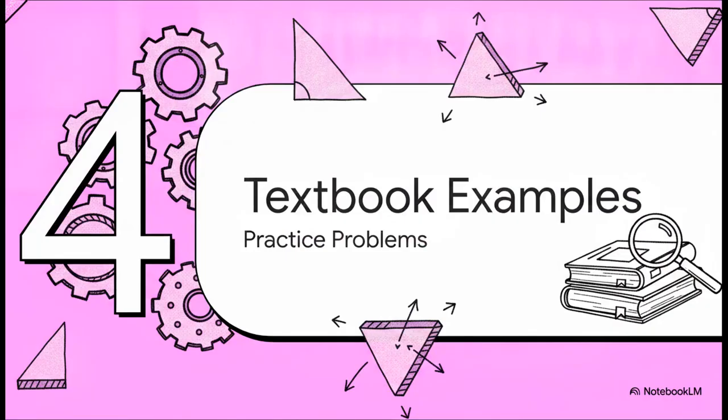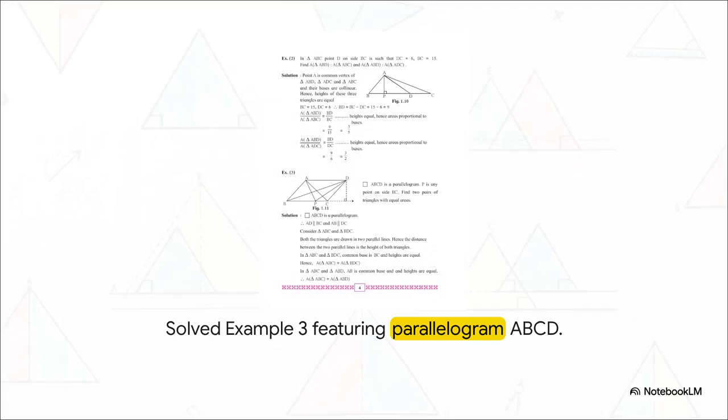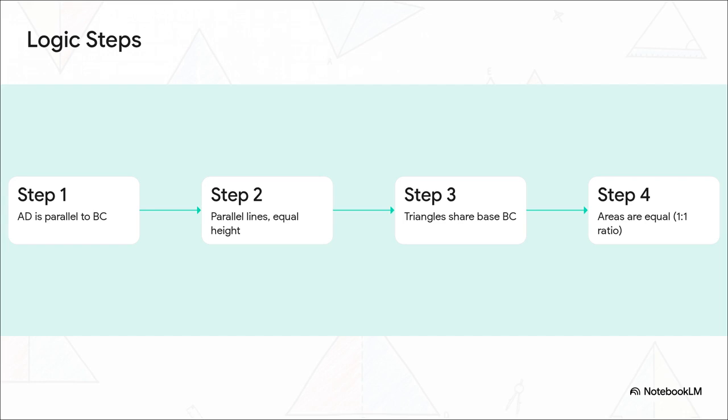Excellent. Now it's time to apply this logic. Section 4, solving textbook examples. Focus your attention on this shape right here. This is a solved example from your textbook featuring a parallelogram. Now, geometry problems absolutely love to play hide and seek with us. They often hide our special conditions inside other geometric shapes, just like this parallelogram. So let's uncover those hidden triangles together. Let's patiently walk through the logical steps.